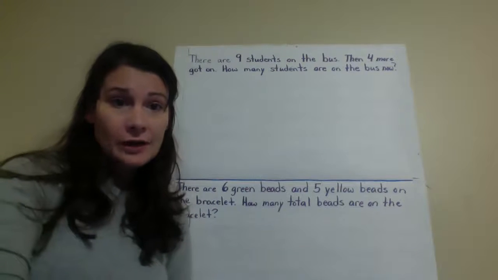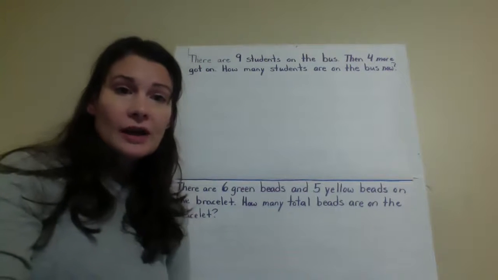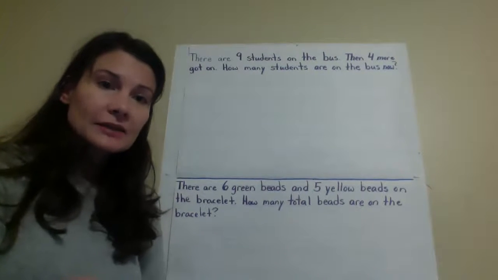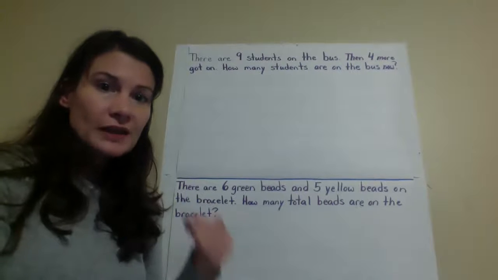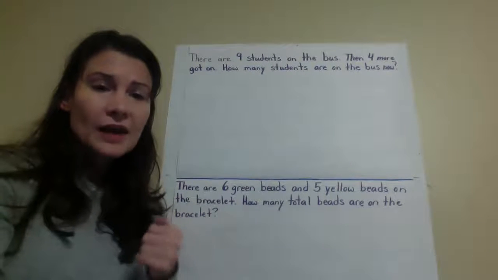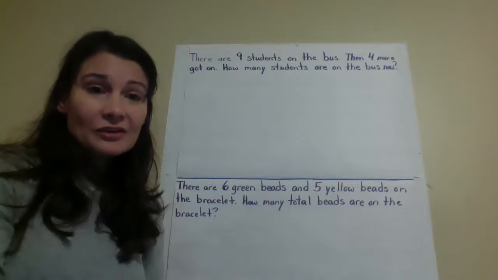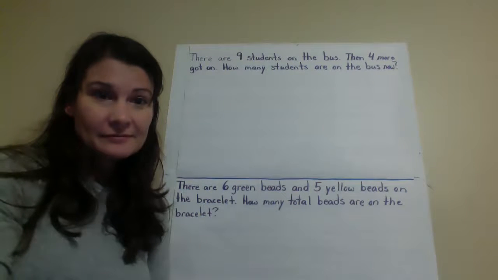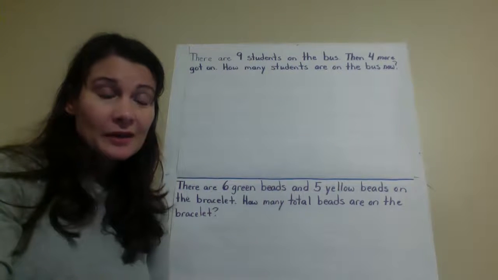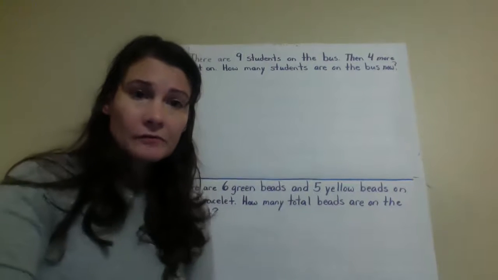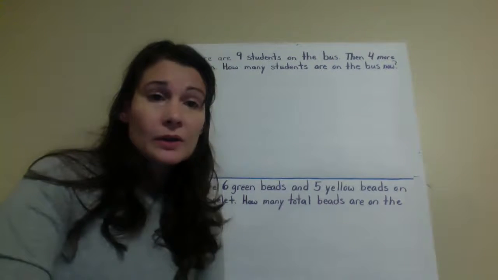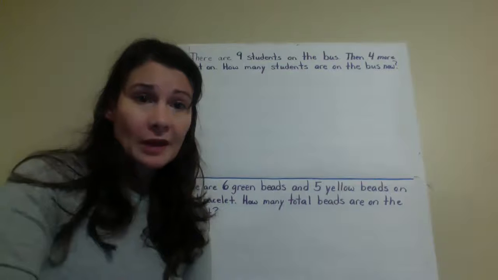Using your 10 frames, go ahead and try to use that making a 10 strategy. So if you're at 9, think about what you would have to do to get to 10 and then add the rest on. Pause the video, and when you're ready, hit play. And if you don't have your counters or cubes, you can always draw it out on your paper.